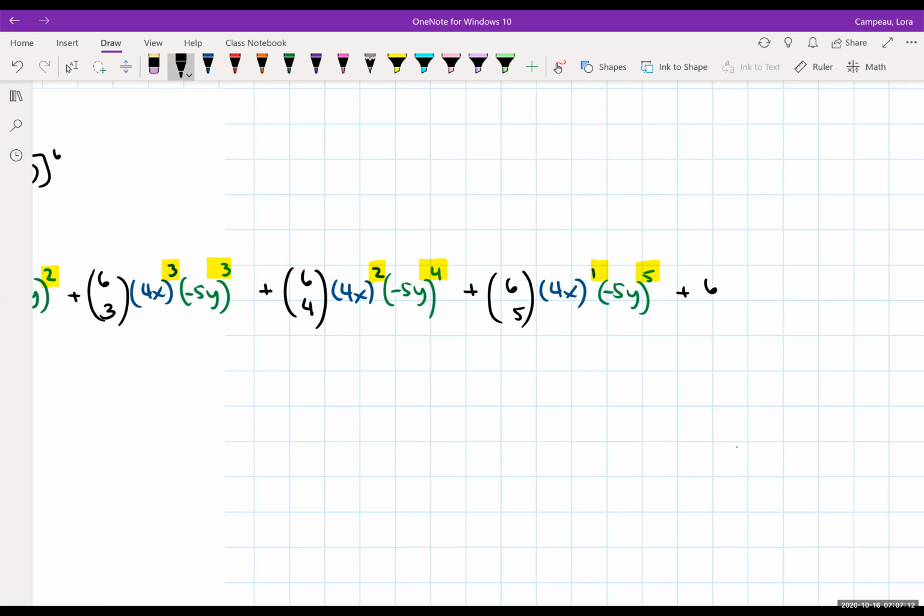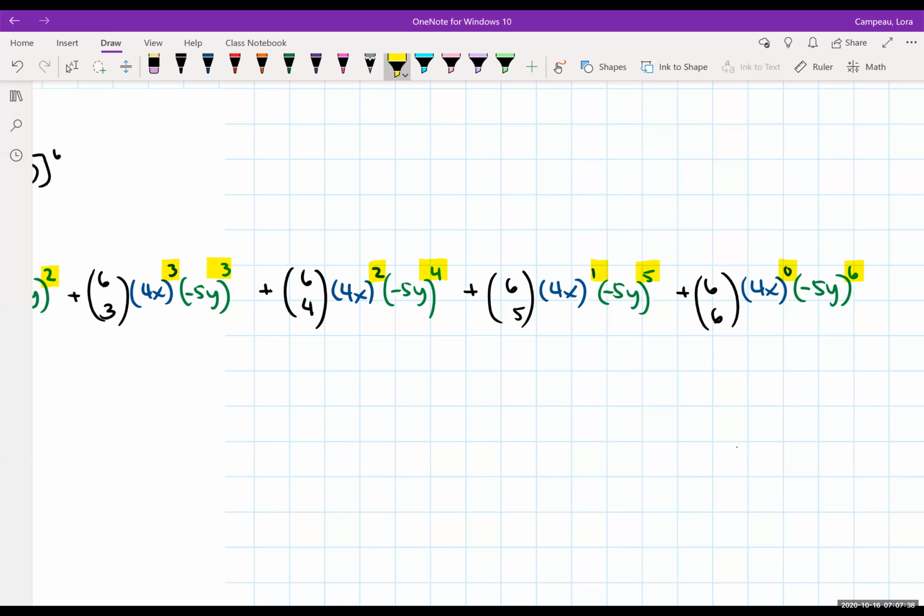So now we have 6 choose 6. That's how we know we're ending, by the way. But you will also kind of see it in your powers of x. Notice there's no more powers of x to take because technically it's 4x to the 0 power. But the final power of the second term, negative 5y, will be the same as your original power that you started with. Again, making sure that they add up to 6.